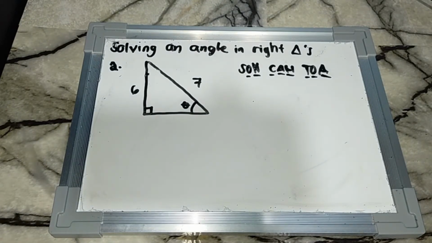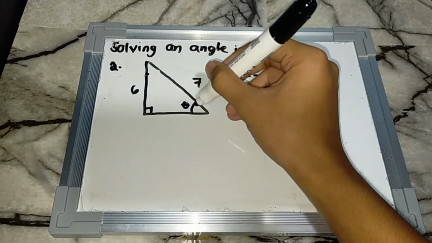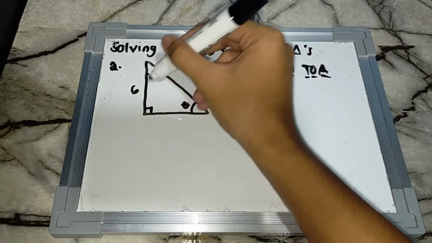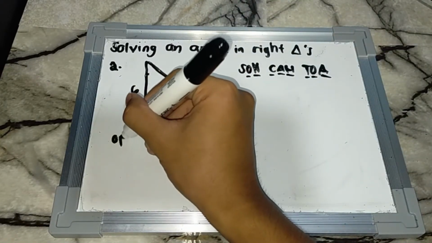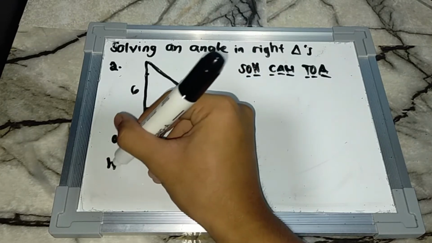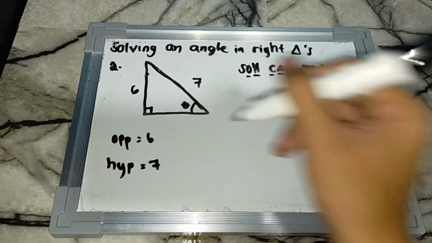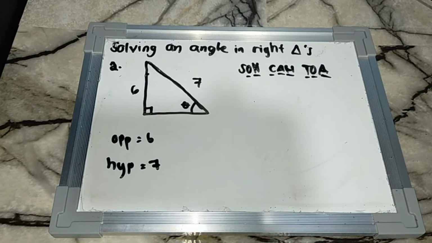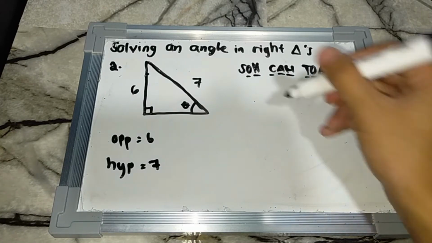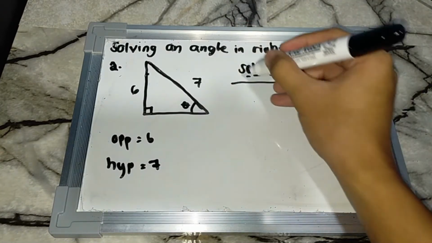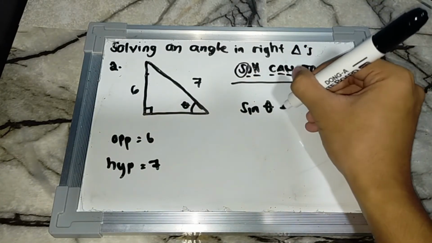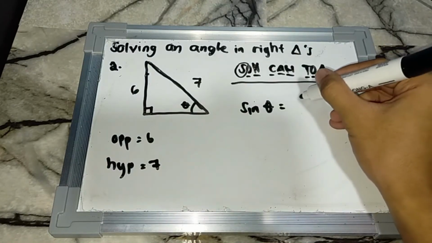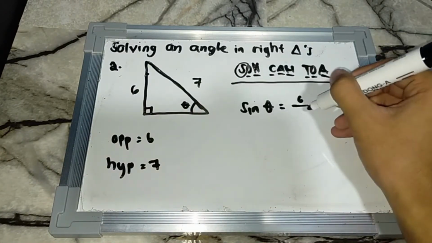And based on the drawing, we are given two sides. Based on the perception, we have the opposite, and we have this as the hypotenuse. Let's write that here. Opposite is 6, hypotenuse is 7. So what trigonometric function should we use that uses opposite and hypotenuse? It's sine. So we're going to use sine theta is equal to opposite, which is 6, over hypotenuse, which is 7.